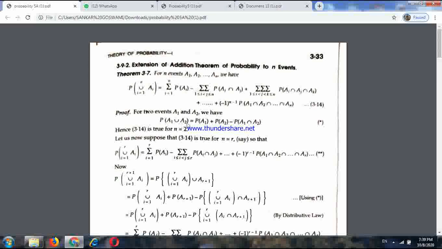For two events we have already proved it; we know this for two events. So for two events that's true. That means I can write summation P(Ai), i goes from 1 to 2, plus (minus 1) raised to the power 2 minus 1 P(A1 intersection A2). That's proved for two events.